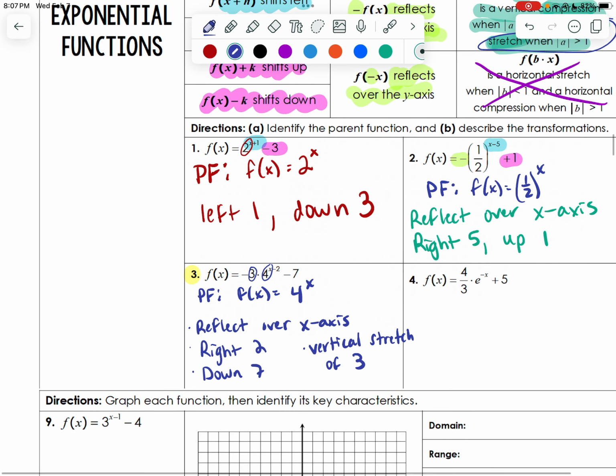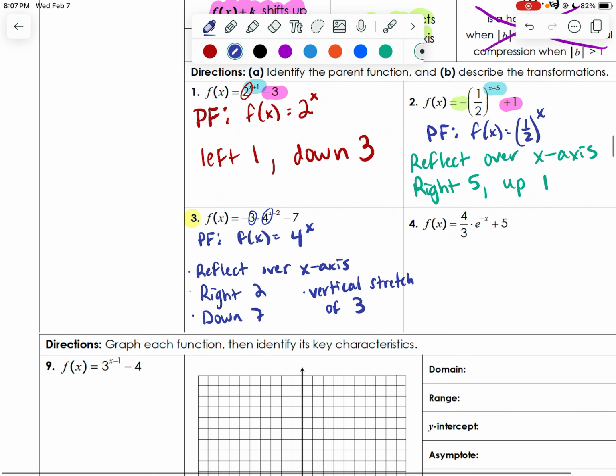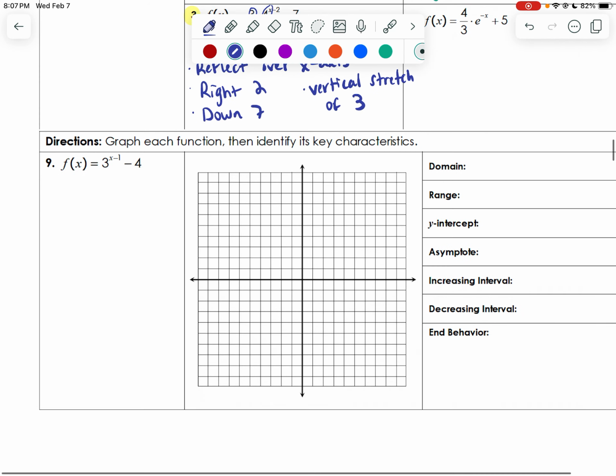It's the same thing. It's just that the parent function is e to the x. But otherwise, it's all kind of the same stuff. Okay? So now let's take those and actually do it to a graph. So I'm going to go down to number 9.